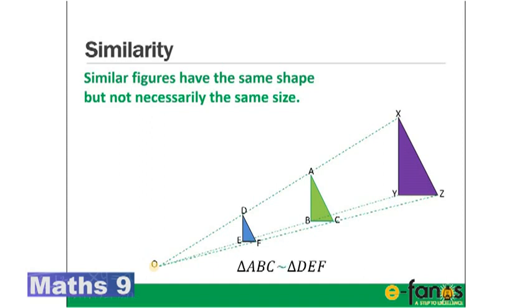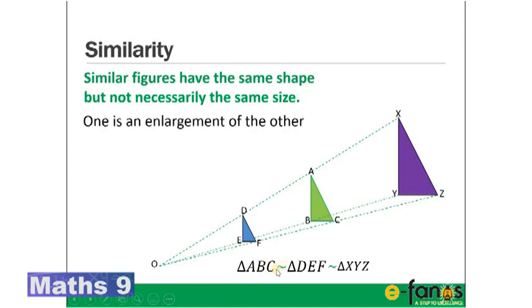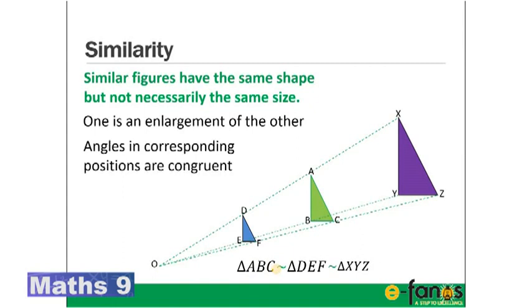Triangle ABC is similar to triangle DEF, which is similar to triangle XYZ. And this little line here means "is similar to". We can say that one is an enlargement of the other. And we can say that angles in corresponding positions are congruent, and corresponding sides have the same ratio.